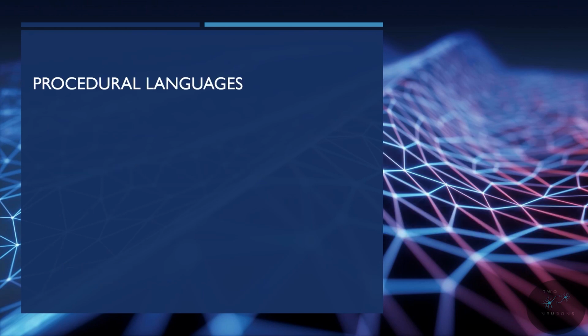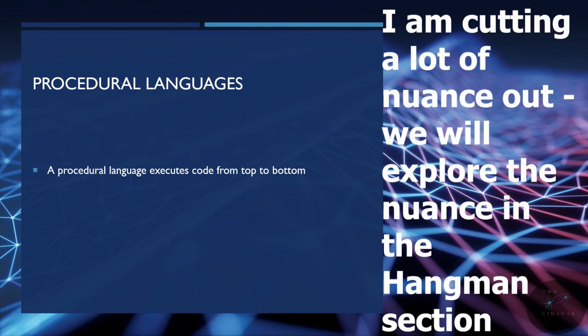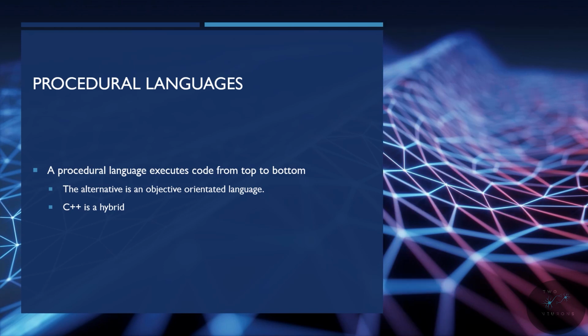But first, let's talk about what a procedural language is. And this is relatively simple. A procedural language is a language that executes code from top to bottom. The alternative to this is an object-oriented language. Now, a lot of people say C++ is an object-oriented language. It's partially true. C++ is a hybrid language. It uses both procedural and object orientation.